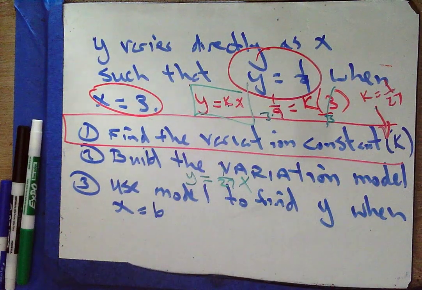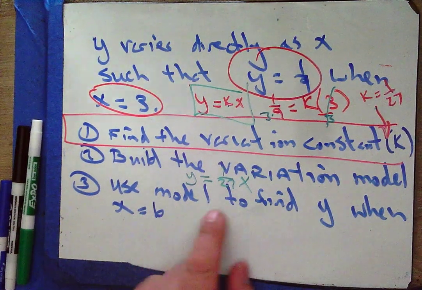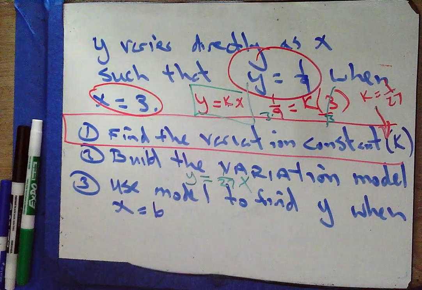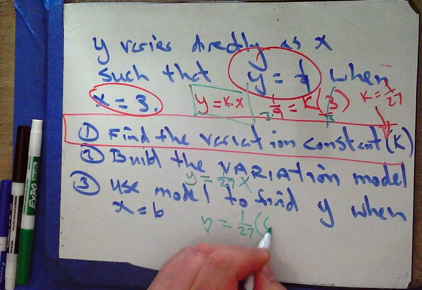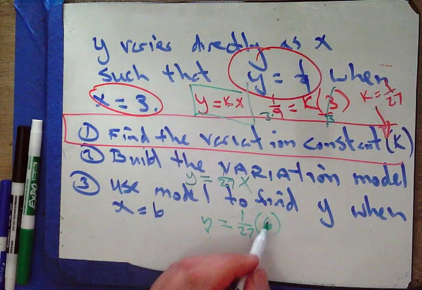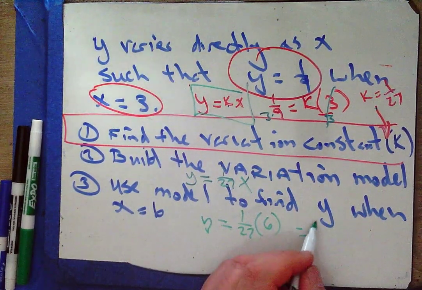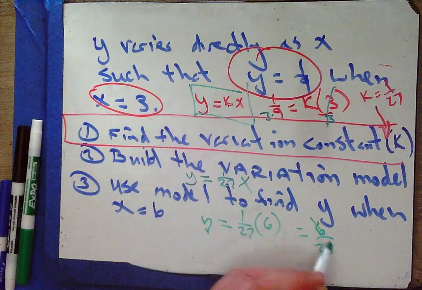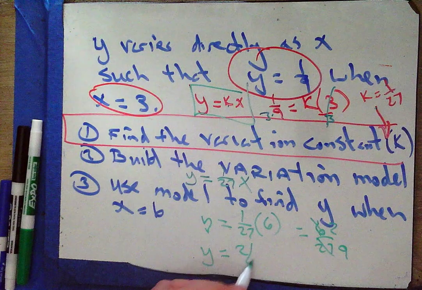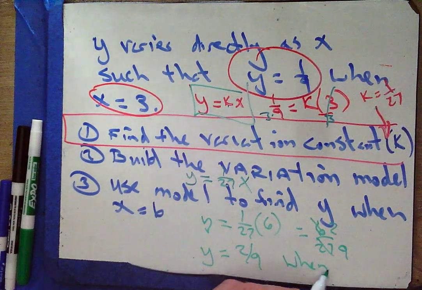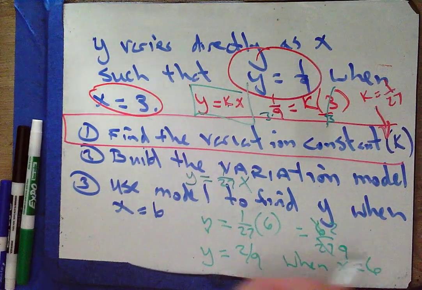And then finally, use the model to find y when x equals 6. All right, so y equals 1 over 27 times 6. And I can take out a 3 from both of those, and I get 2/9. So y will equal 2/9 when x equals 6.